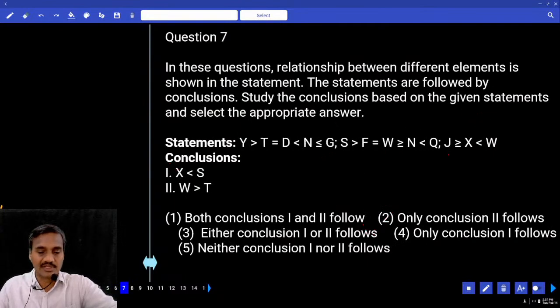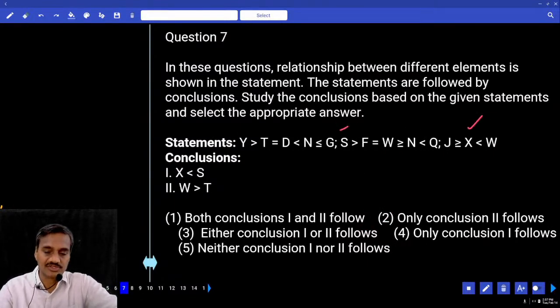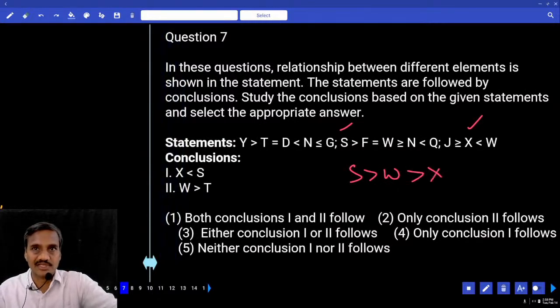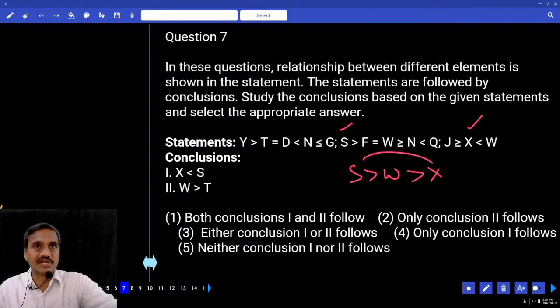Then coming to question number 7, the relation between X and S, X is here and S is here. Now tell me which element is common? W is common. S greater than W and X lesser than W means W greater than X. Now between S and X, S greater than W, W greater than X, S greater than X is true. S greater than X means X lesser than S is definitely true.